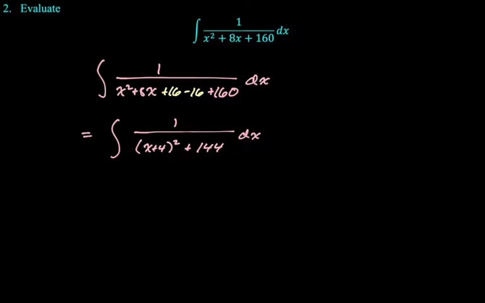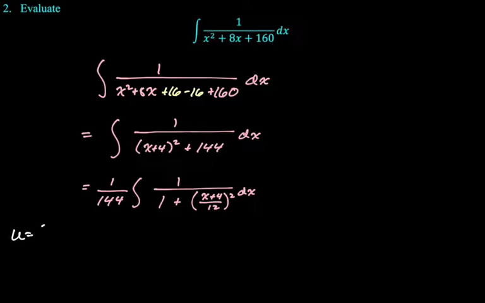I'm going to take out 144 from everything in the denominator, so 1 over 144. And I'm going to rewrite it so it looks like I like arctan to look. So taking 144 out of 144 gives you the 1. You'll get x plus 4 squared over 144. I'm going to write that as the whole quantity x plus 4 over 12 squared. So it looks kind of like 1 over 1 plus u squared. Let's actually do the u substitution here. So we'll say u is equal to x plus 4 over 12, which means 12u is x plus 4, or 12 du is equal to dx.